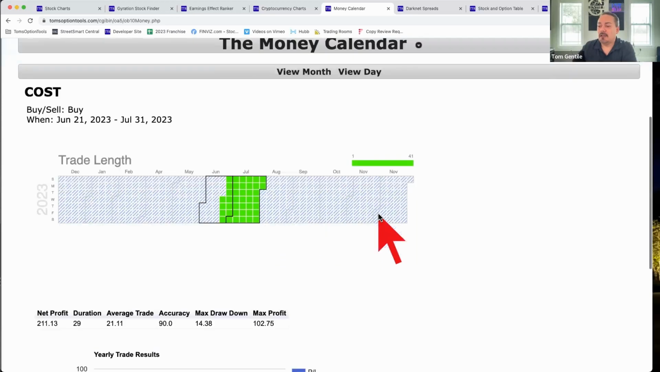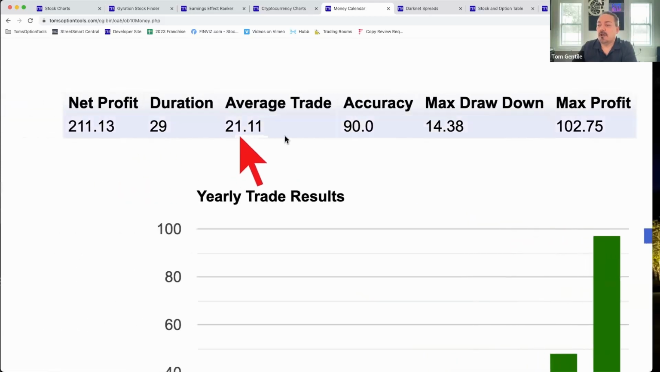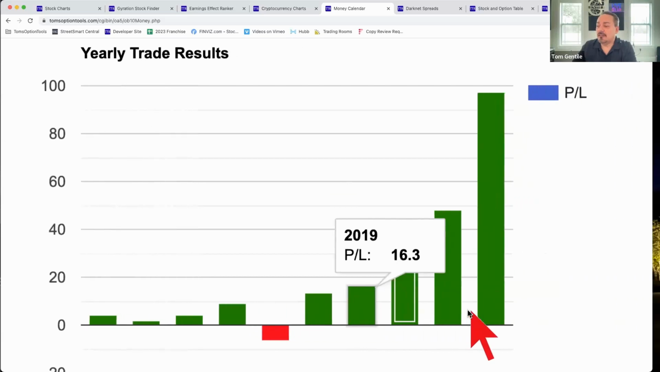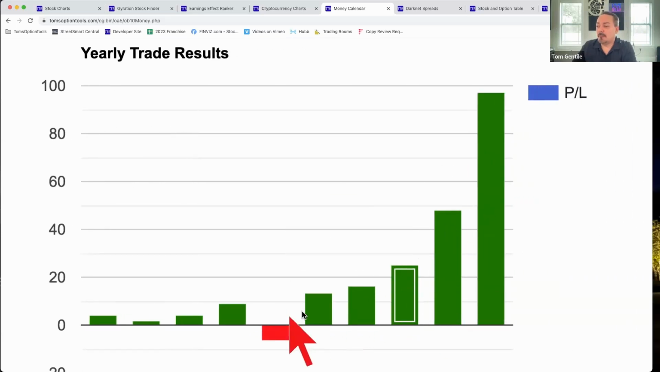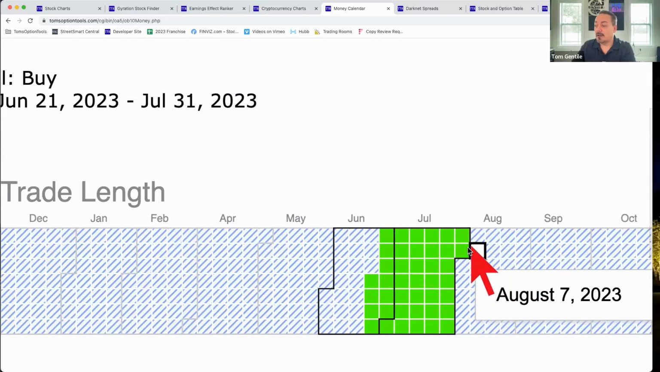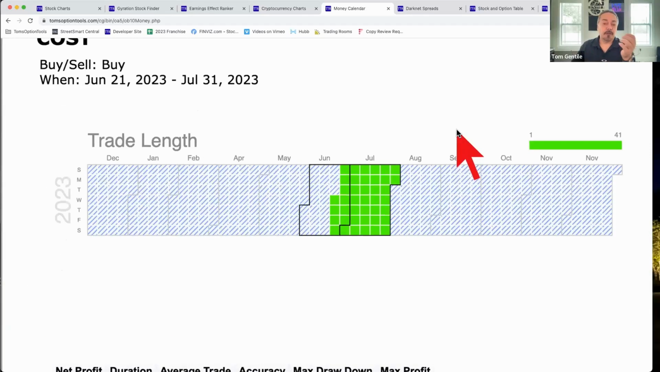Because if we go back and look at Costco, we can see that its average profit per trade was $21.11. But that's factoring in all 10 of these years. In the last 5 years, your average profits have been closer to $40. And then we all know when this is going to end, right here, July 31st. So if I'm going to go in, this is probably a good time to start segueing into the options.